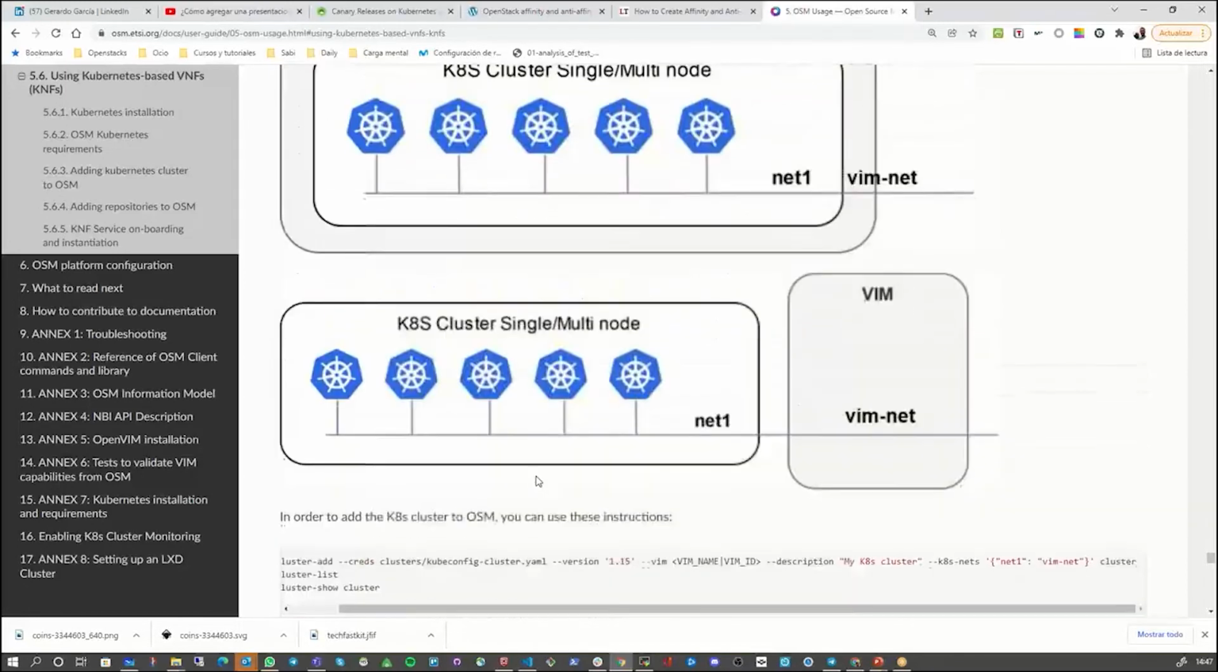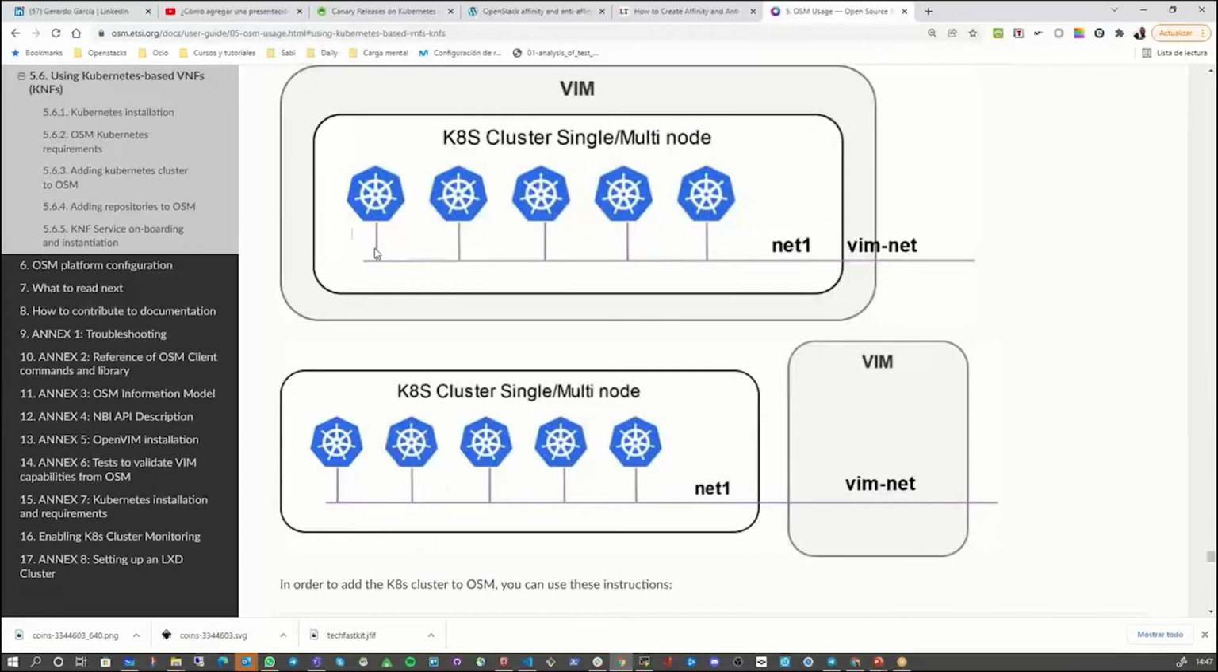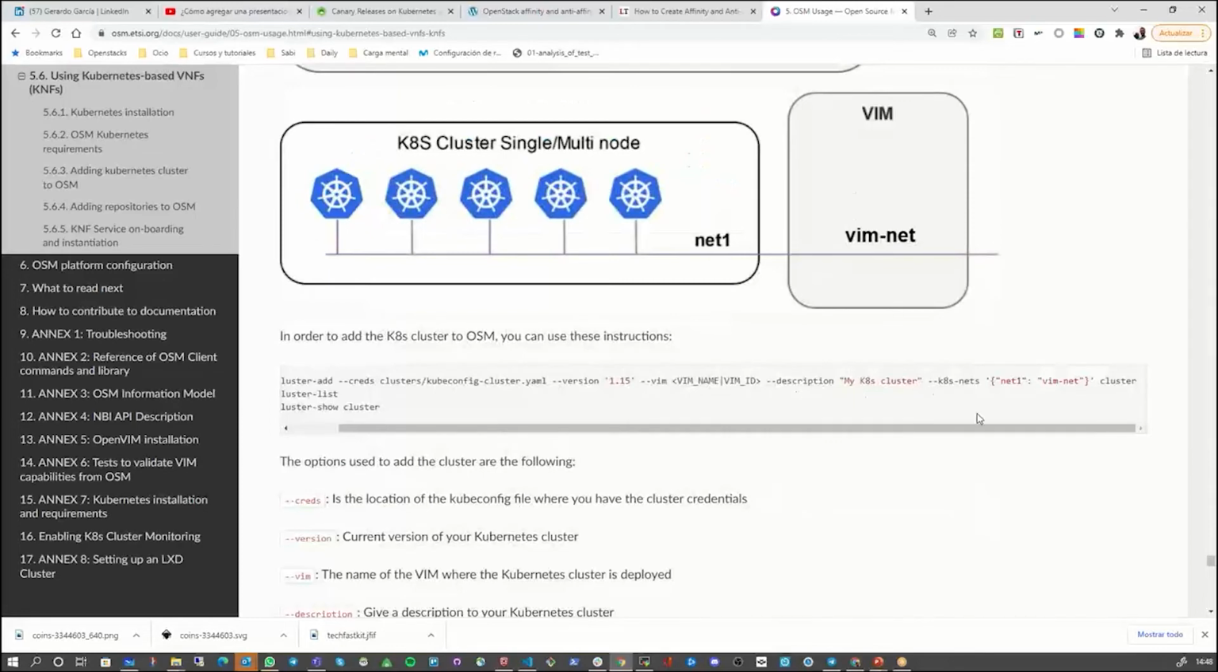In principle, the idea is that a K8s cluster is not isolated. A K8s cluster is typically a set of nodes running in a network, where all this Kubernetes networking happens. And that network, if the Kubernetes cluster has been deployed in a VIM, is typically a virtual network in that VIM. So you have different nodes of the cluster in a VIM, and there is typically a virtual network in that VIM, and that's the one used by all the nodes to communicate. So that would be the mapping that you will have to specify here: that the Kubernetes cluster has one network, and that network is that VIM net.